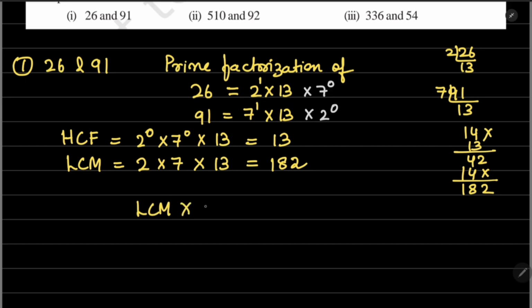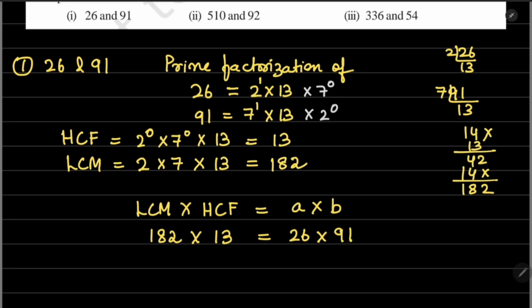LCM multiplied by HCF is nothing but the product of two numbers, that is A into B. Let's verify. What is the LCM? It is 182 multiplied by 13, which should be equal to 26 multiplied by 91. That is the two given numbers.